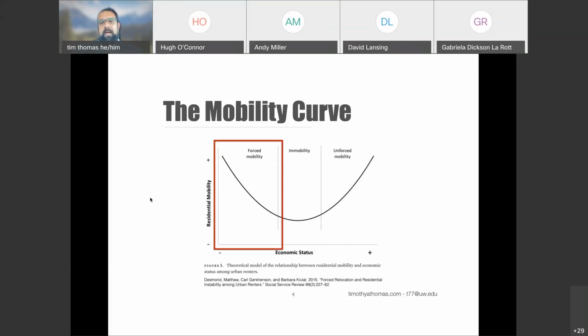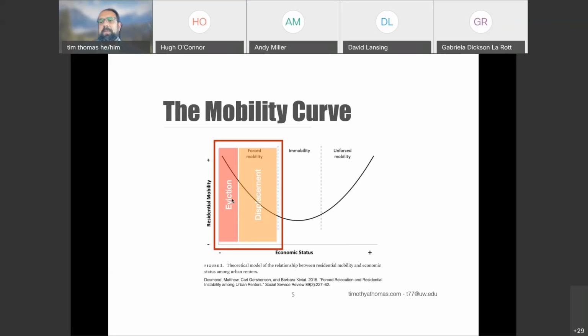We know a lot about these latter two-thirds, but we know very little about this first third, about forced mobility. And in fact, I'm going to give away a little bit of the talk here. Some of the research that we've been finding at the Urban Displacement Project is that while eviction and displacement are within this dynamic of forced mobility, they're not necessarily overlapping. In fact, we find evidence that there are some negative relationships between eviction and displacement.